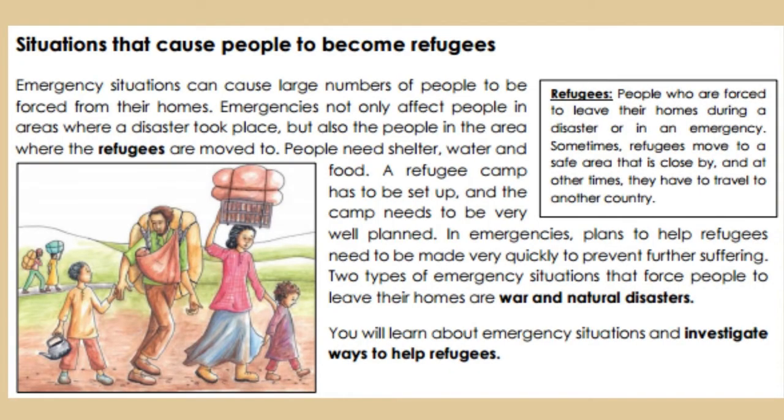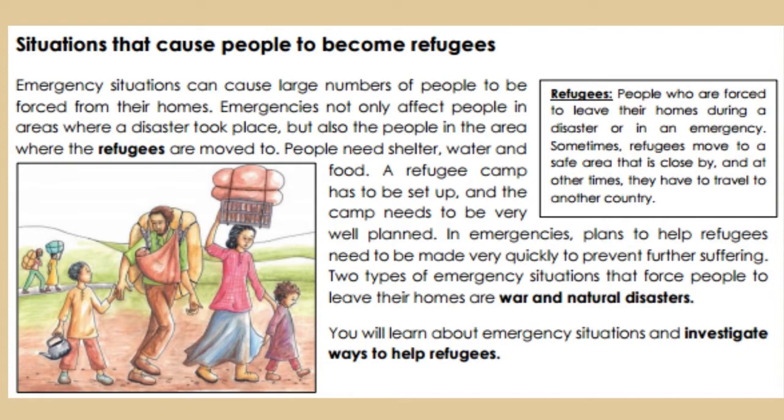Situations that cause people to become refugees. Emergency situations can cause large numbers of people to be forced from their homes. Emergencies not only affect people in areas where a disaster took place, but also the people in the area where the refugees are moved to. People need shelter, water, and food. A refugee camp has to be set up, and the camp needs to be very well planned.